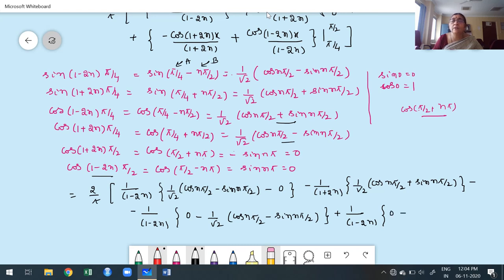0 minus the lower limit. Lower limit is pi by 4. Cos of 1 minus 2n into pi by 4. This we have to write: 1 by root 2 into cos of n pi by 2. Yeah, observe carefully for this. Now what we are going to write? Cos of 1 minus. This is plus.